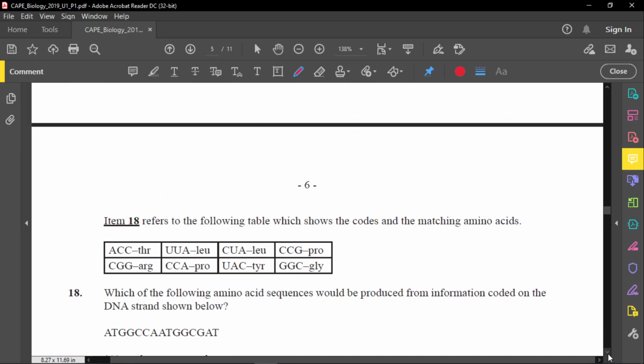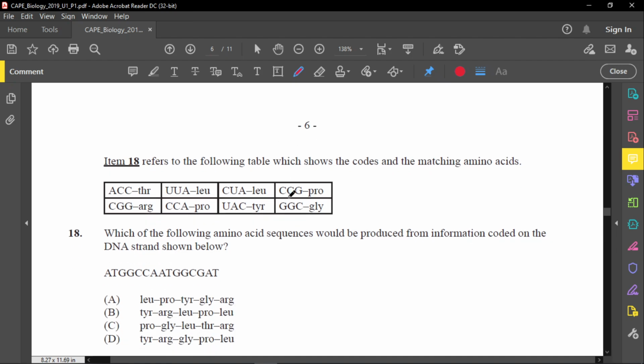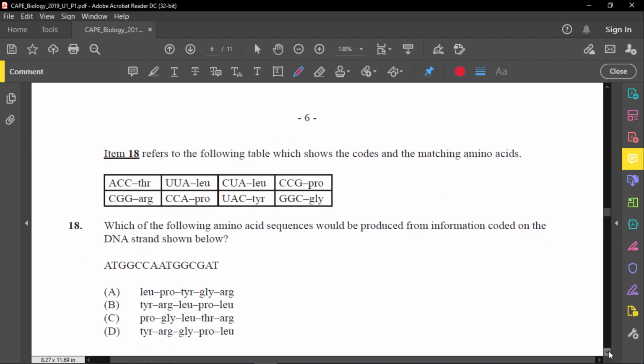We'll speed it up a little bit now. I just want to explain some of the stuff to you, so make sure you understand. Item 18 refers to the following table, which shows the codes and the matching amino acids. This is a part of the codon chart, and it is only a part of it.